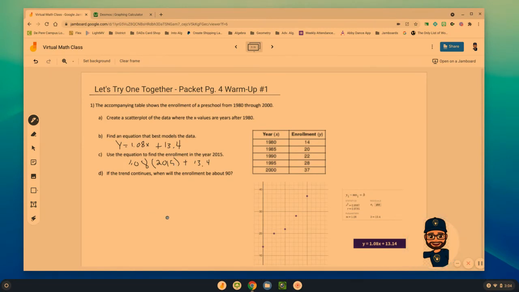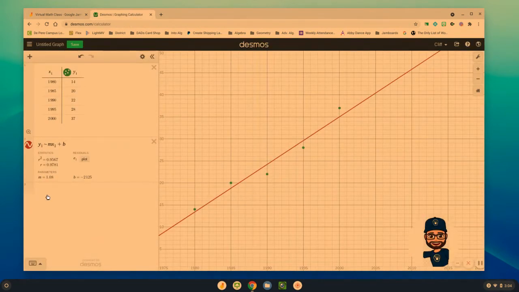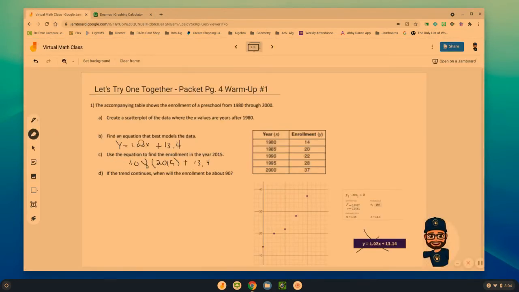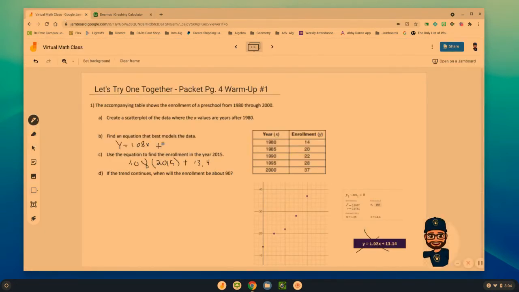Something does not seem quite right. Excuse me for a moment. That's not the right equation. Why is it not? Because we use different values, right? The B value for ours, if I just plugged it in 1980, 1985, was negative 2,125. So let me erase that. Negative 2,125. So instead of 13.4, we needed to use that same value, negative 2,125.